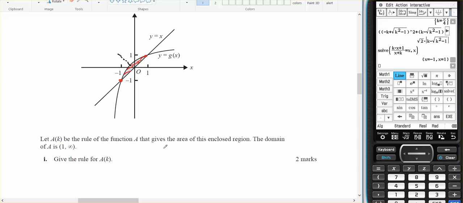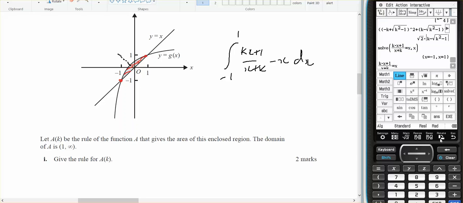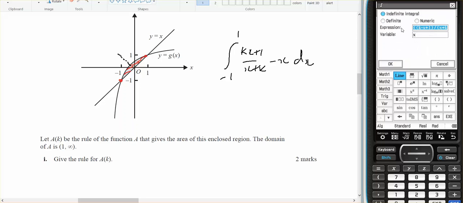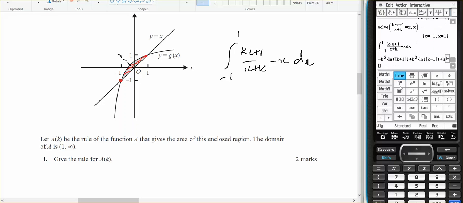So find a rule for the area. The area is going to be the integral from negative 1 to 1 of the top curve, which is kx plus 1 over x plus k, minus the bottom, x, dx. So I get that into a new line and make that minus. I select it, interactive calculation, integral, definite integral from negative 1 to 1. Okay, that gives me that expression.